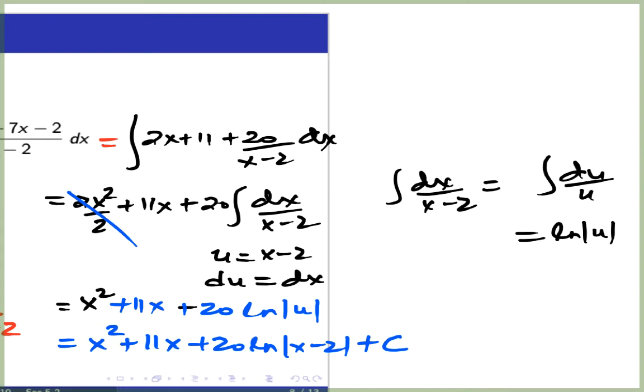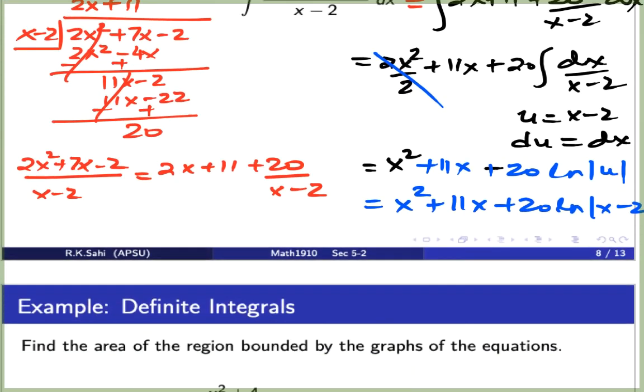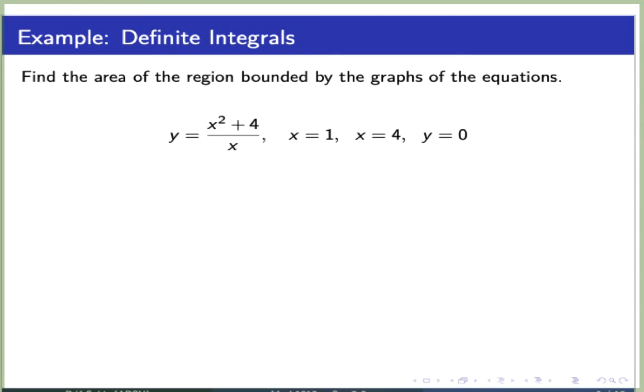Now let's look at a problem from a different perspective. These are definite integrals. If you remember in chapter 4, we learned how to write down the area of a region in terms of integrals. So that's what we're going to do. It says find the area of the region bounded by the graphs of this equation, y equals this, x equals 1, x equals 4, and y equals 0.